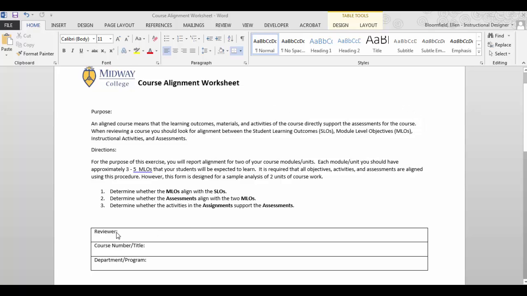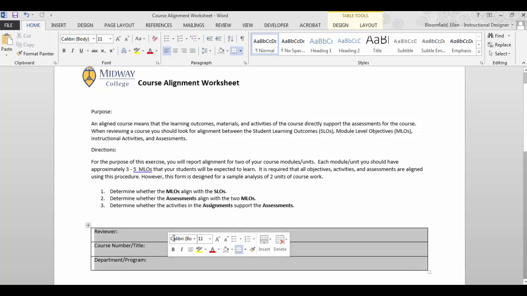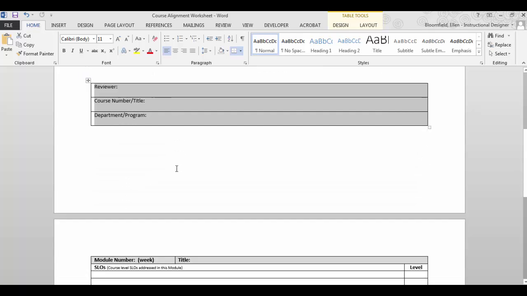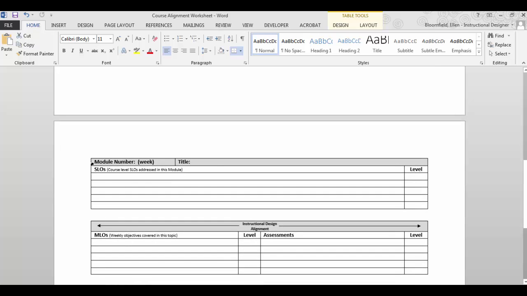On the first page, you will want to fill out your name as the reviewer, the course number and title, and the department program in these boxes right here. The second page is where you begin to document your course alignment. You have a space here for the module number. That's the week number that corresponds to the one that you're analyzing. You have a space to put the title of the lesson.